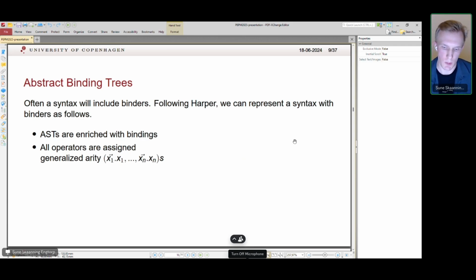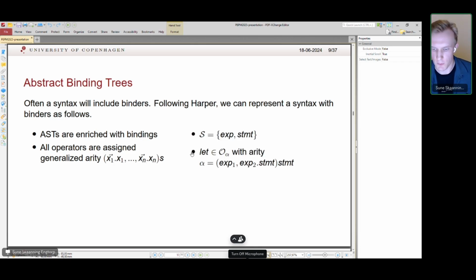But often a syntax will include binders. So following Harper, we can represent the syntax with binders by enriching the ASTs with bindings by assigning operators a generalized arity, which should be read as a vector of variables of sort x1 being bound to the argument of sort x1. Following up on the simple example from before, we can now extend it with a sort statement, and we can have a let operator which takes arguments of sort expression and statement, where the second argument binds a variable of sort expression within its scope.